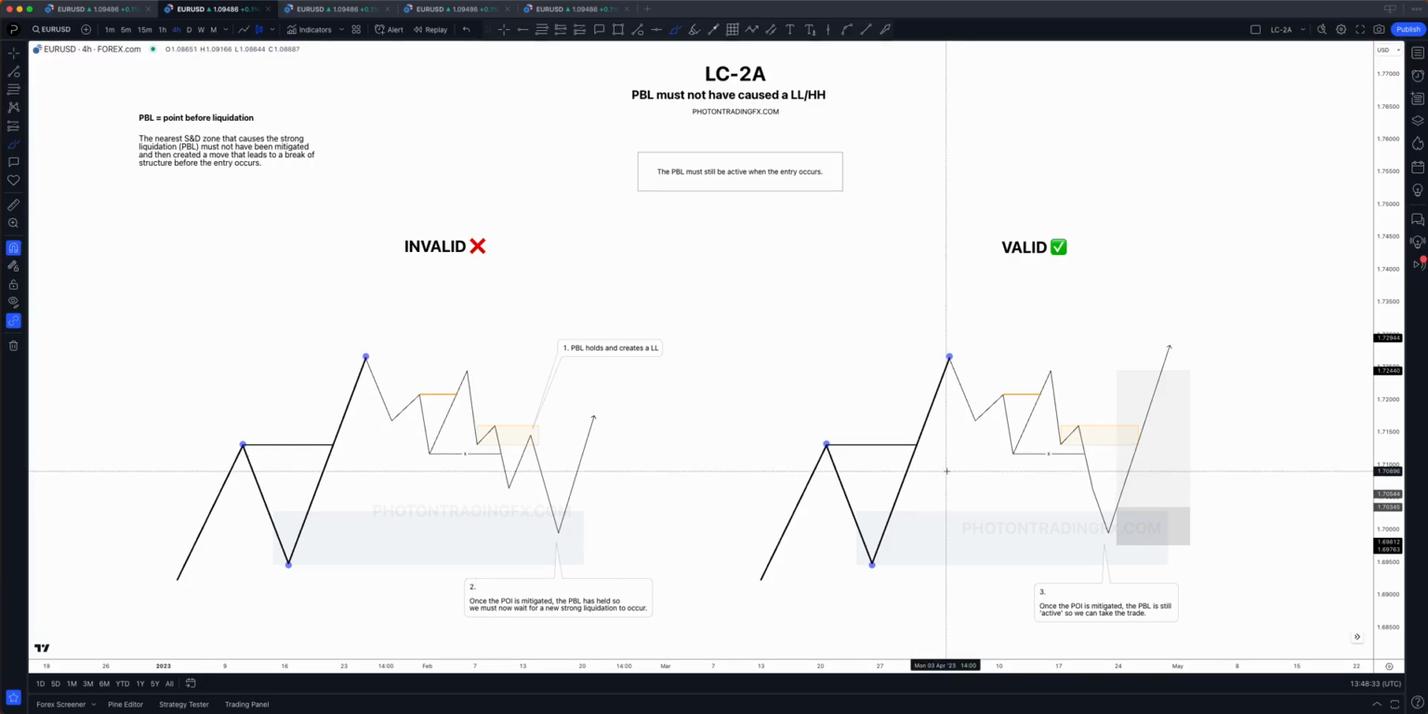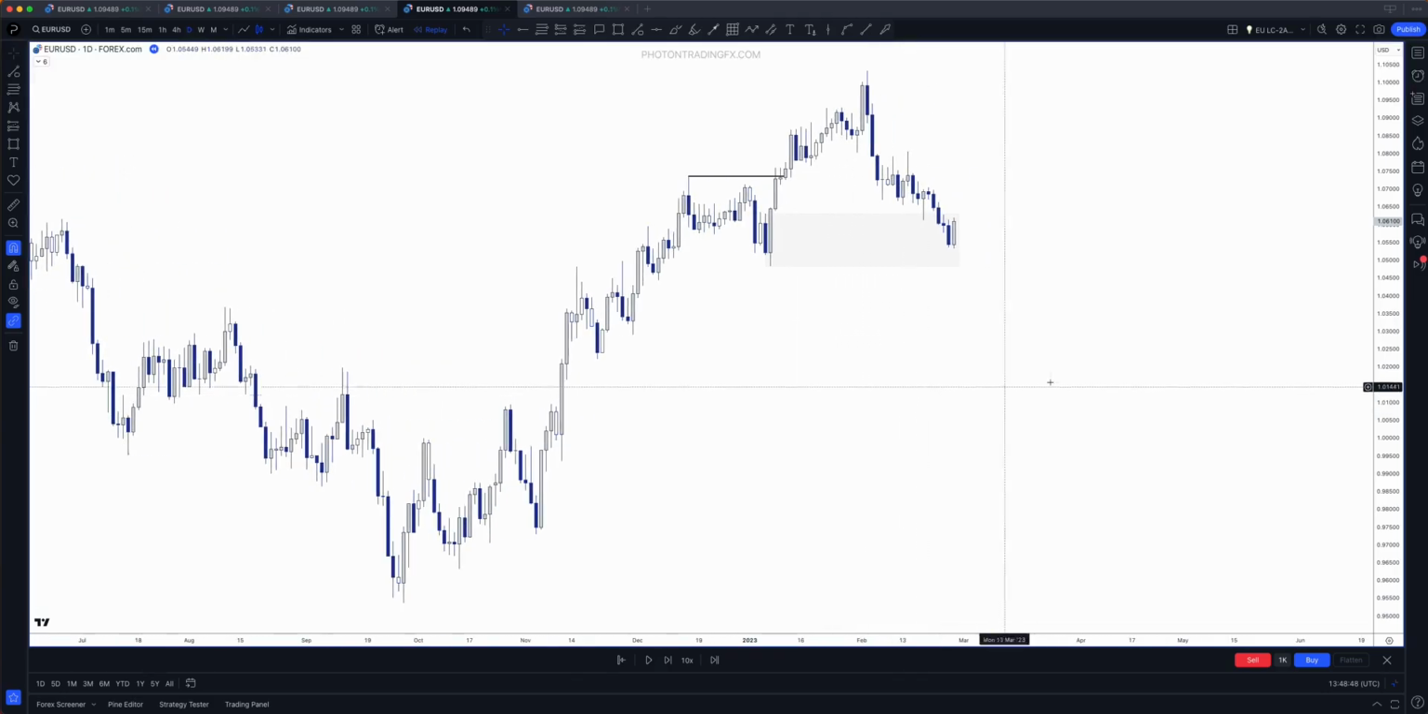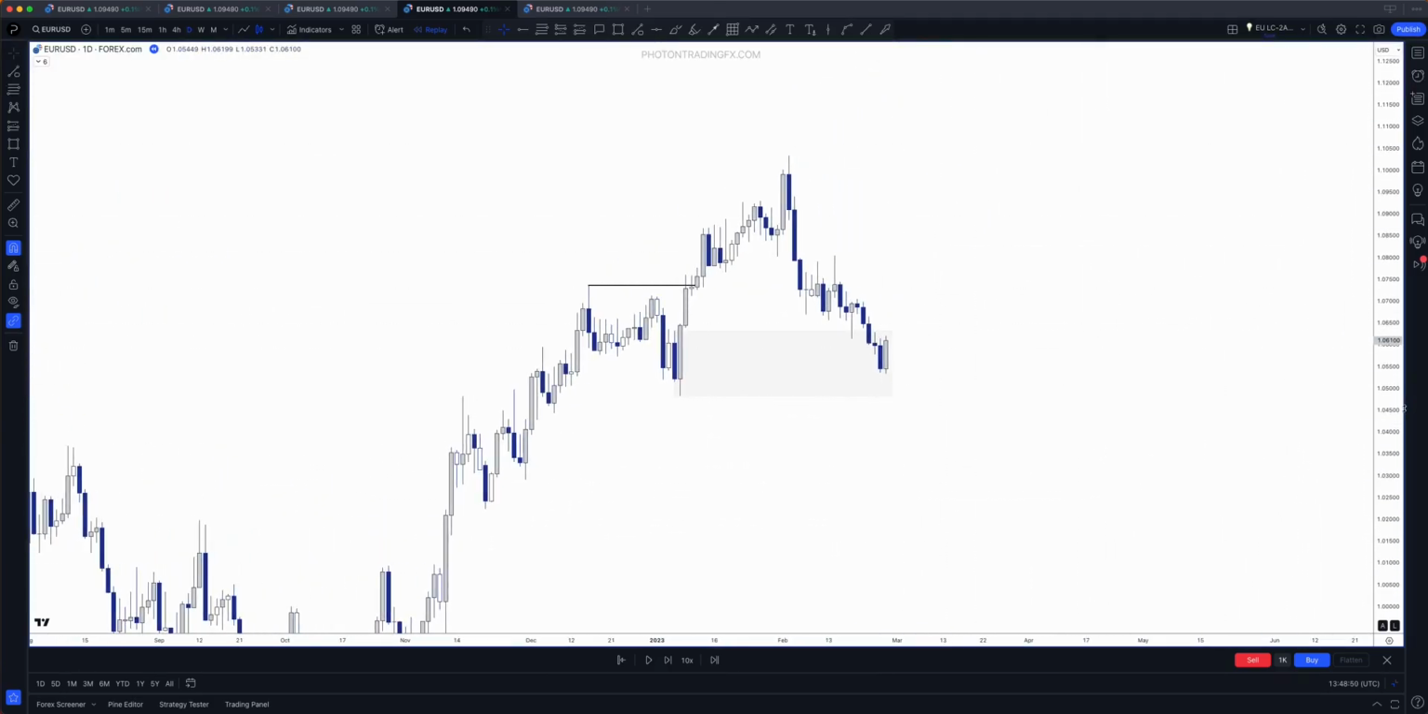Now I'm going to show you one exception to this rule. So the exception to the rule is basically when, well, let's just get into it and then I'll explain why. But it's basically when you have a very high probable scenario and you just want to get involved.